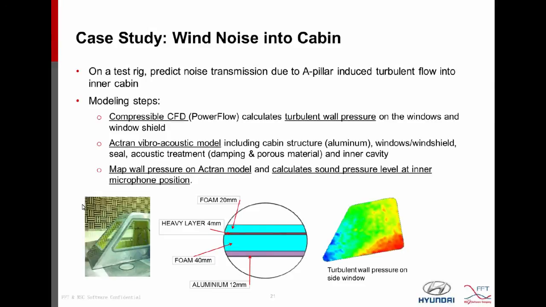And then in the Actran model, we modeled the glass, the structure which is in aluminum, the seal, and the acoustic treatment that is available in this cabin. So as you can see in the detail, there are foam layers, there are heavy damping layers, and this skin layer which is aluminum. And the inner cavity is also modeled in Actran. And then the CFD result of the turbulent wall pressure is mapped on the Actran mesh, and then Actran will read that excitation and calculate the sound transmission through this multi-layer structure and get the result at the inner microphone position.